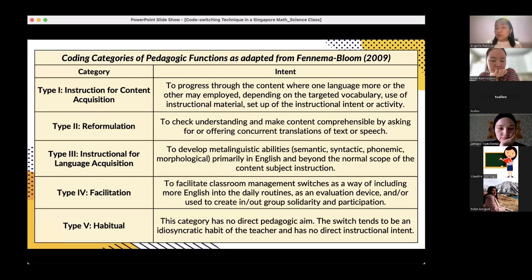There are different kinds of code switching. There are actually five of them, but I will give emphasis to the first three types, which are instruction for content acquisition, reformulation, and instruction for language acquisition. Very quickly, type four, facilitation, is when you use code switching when you are giving instructions or daily routines to the students, asking them to do this or that. It helps with classroom management. And type five, habitual, doesn't have a connection with our teaching. Sometimes we just say words, but they don't really mean a thing. So I guess that's not really important at this part.